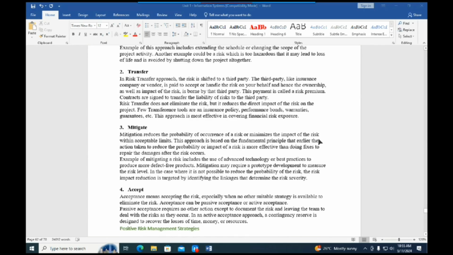Number two, transfer. In the transfer approach, the risk is shifted to a third party. You're not going to handle the risk by yourself. You can talk of an insurance company or a vendor, where you are paying that insurance company or vendor to accept or handle the risk on your behalf. Hence, the ownership as well as the impact of the risk is borne by that third party. For example, when you buy a car, you are facing the risk of getting involved in an accident and the car is totally destroyed.